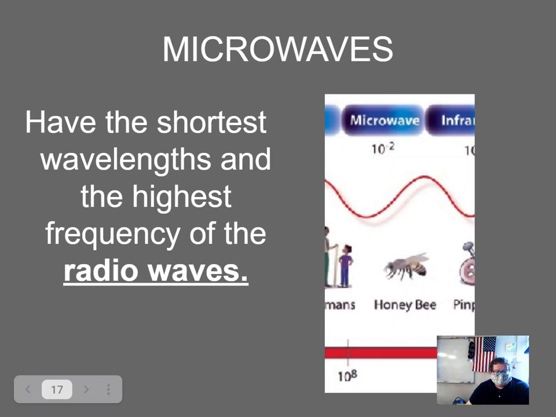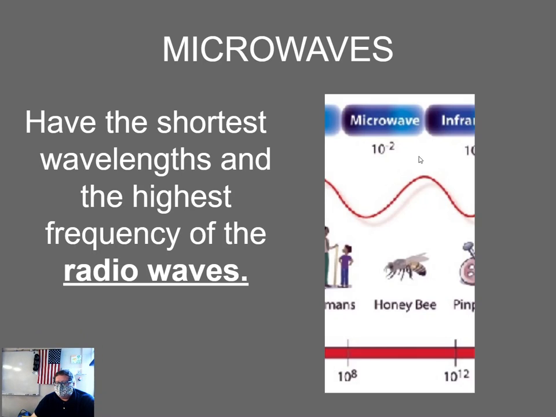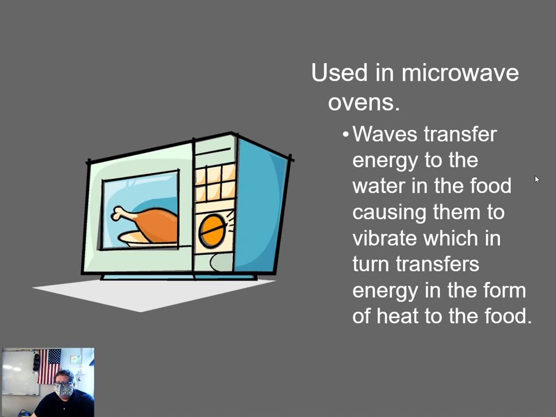Okay, going up next, the next category we have is microwaves. These have a shorter wavelength and a higher frequency than radio waves. We're looking at about the centimeter length. So if you're talking about centimeters, that's typically a microwave.